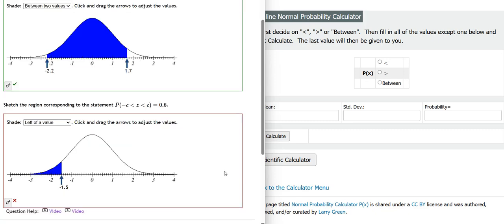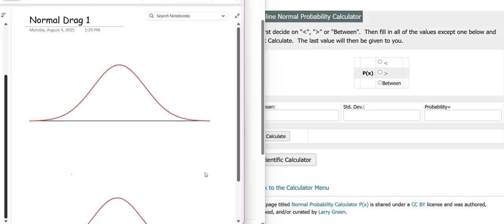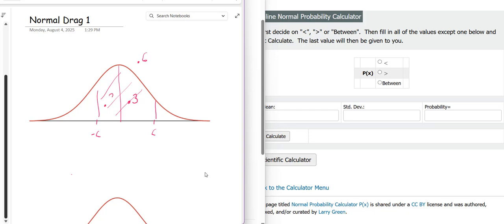For the next part, sketch the region corresponding to the statement that the probability that z is between negative c and c is 0.6. So in order to do that, I'm going to take you to some scrap paper here. So here's my scrap paper. This is the mean. This is negative c, and this is c. And I want this area here to be 0.6, which means this area is 0.3, and this area is 0.3.